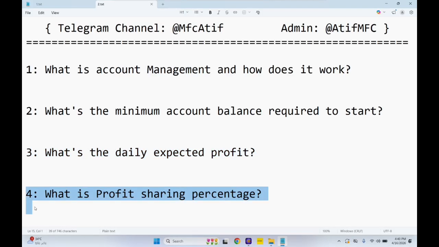So guys, the profit sharing percentage is 50-50%. From the total earned profit, 50% will be your profit share and 50% will be my profit share. Let's suppose your account size is $1,000.